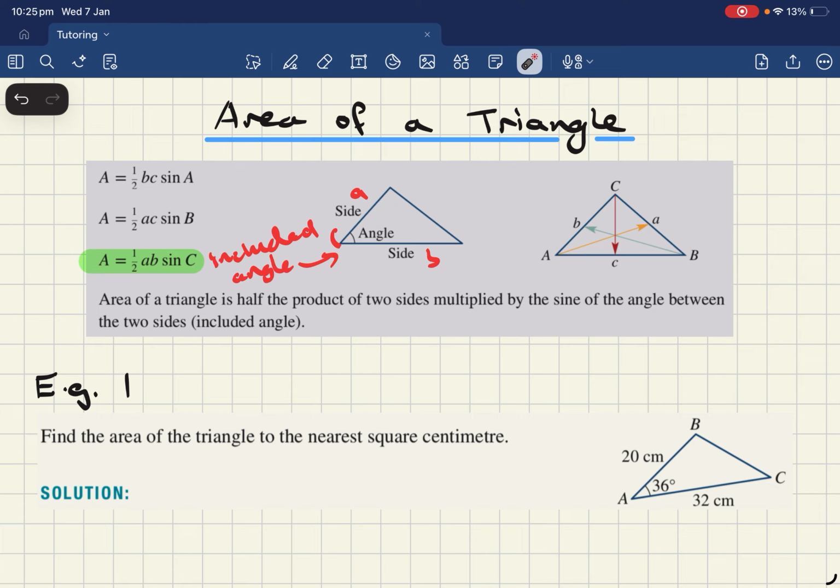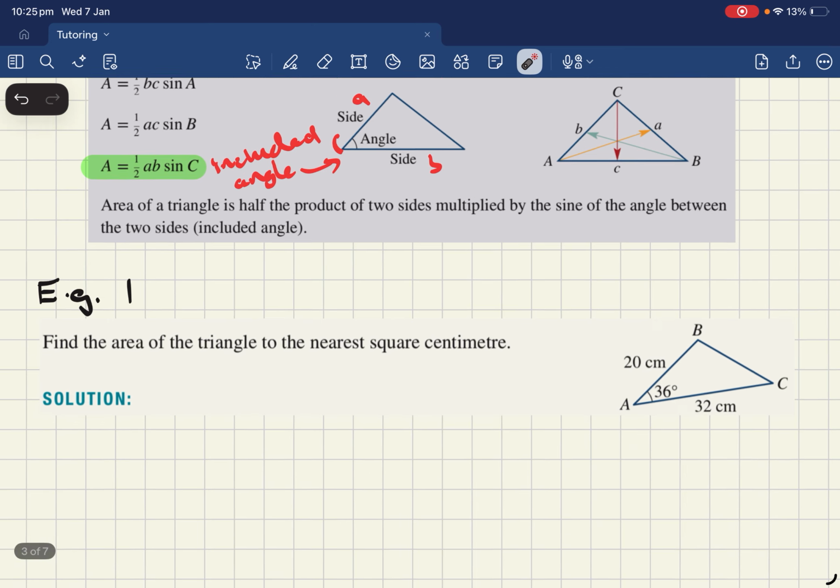So this is how I'll do it basically, just applying this formula that I've highlighted in green. Don't let it confuse you too much. You can see with some of these examples, they've given you A, B, and C. I will just do it using this formula. As long as we remember we have the two sides and the included angle, that's all we need.